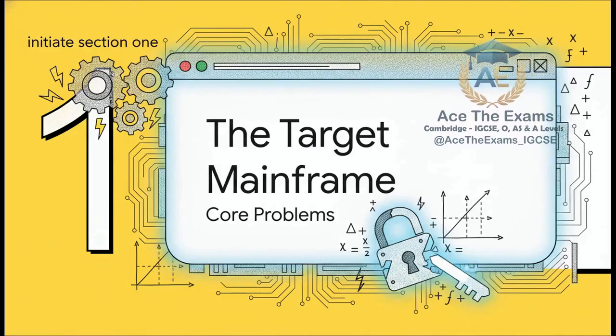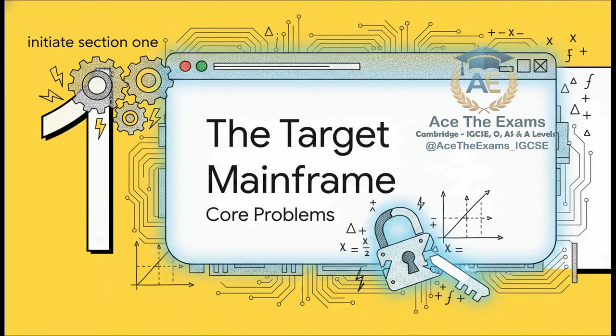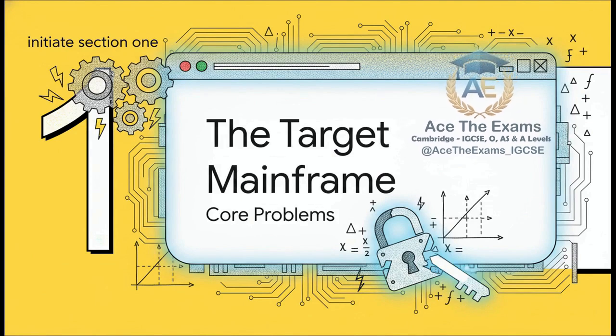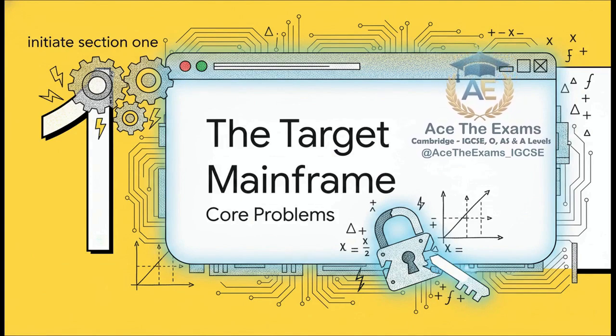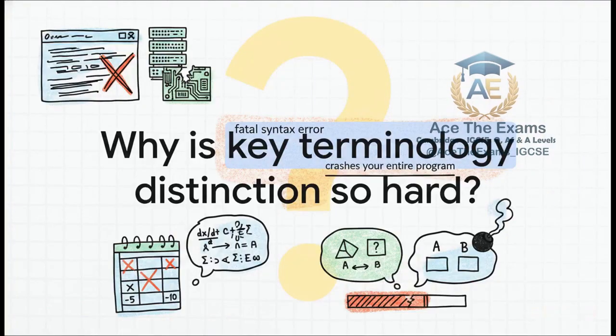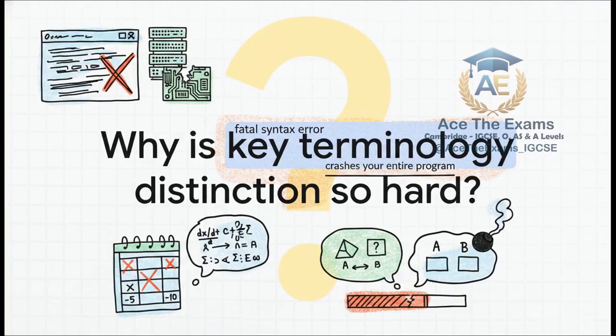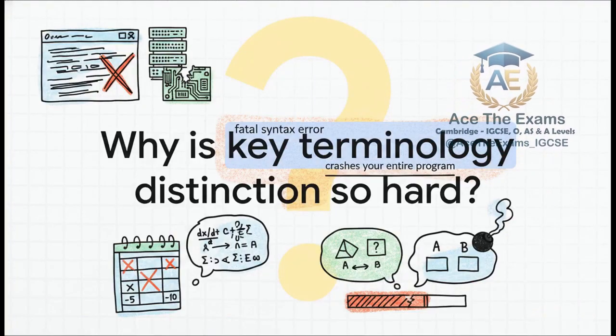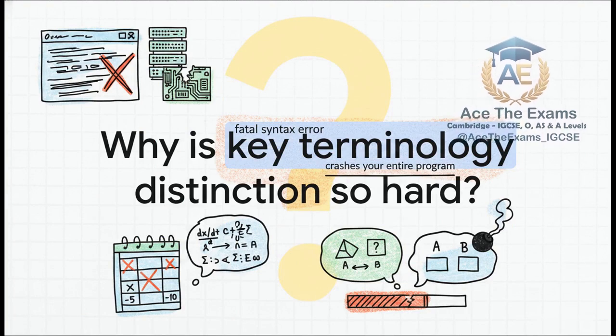Section 1. The target mainframe. Let's start by identifying the core problems that students almost always run into when trying to breach this specific module. I want you to really think about this for a second. Why do so many students find the distinction between key terminologies so incredibly hard?